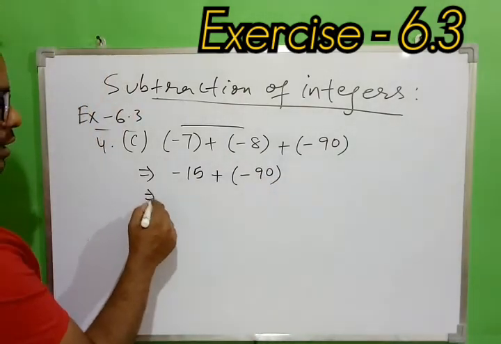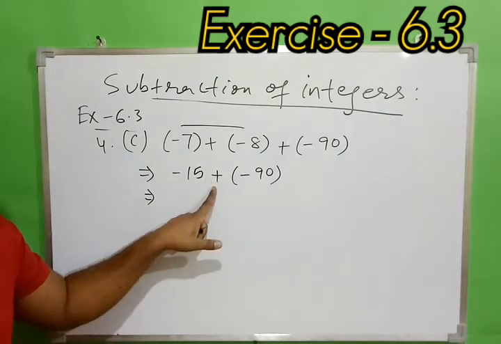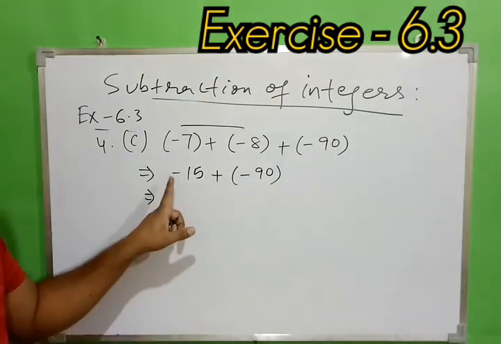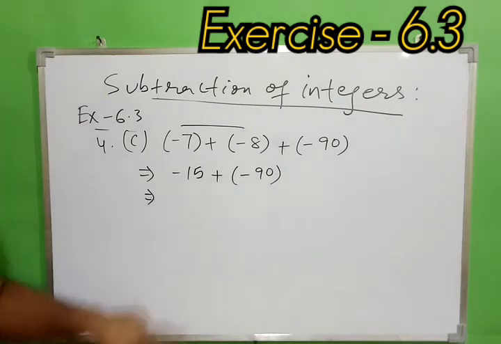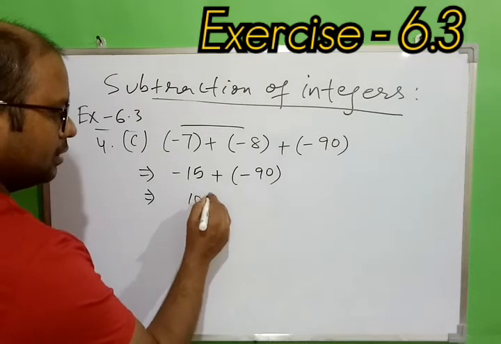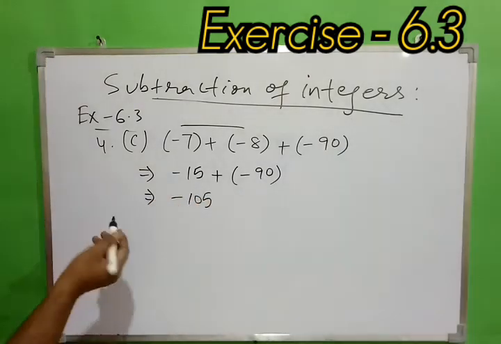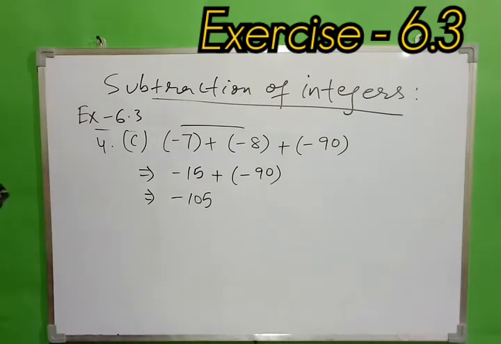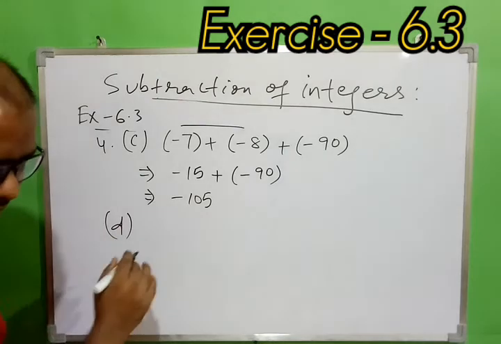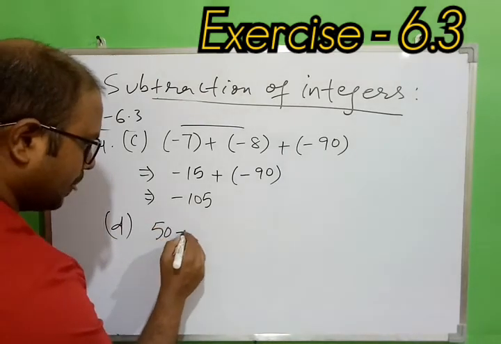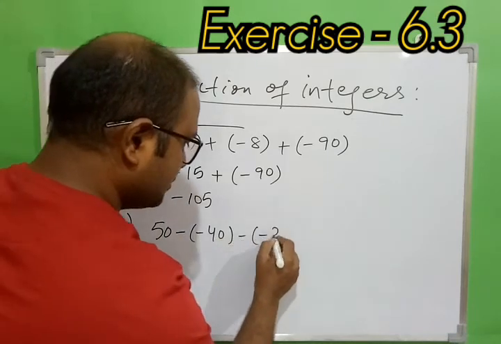And again in between the two numbers we have addition, so we have to do addition, but we know negative and negative also add. So 90 plus 15, how much? 105, and both are negative integers, so the answer will be minus 105. So I hope it is not so difficult. Let me take the D part, which is somehow based on the subtraction. That is 50 minus 40 minus 2.